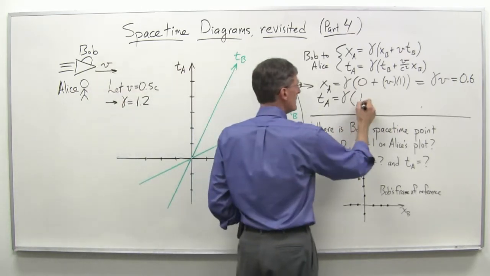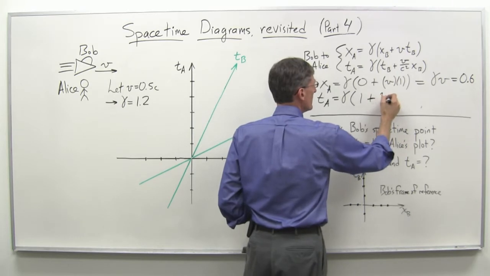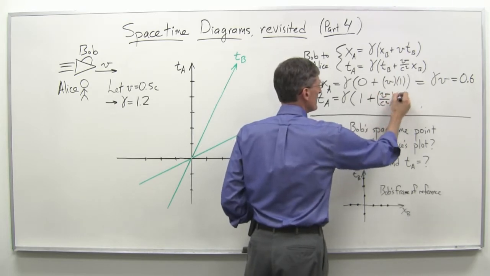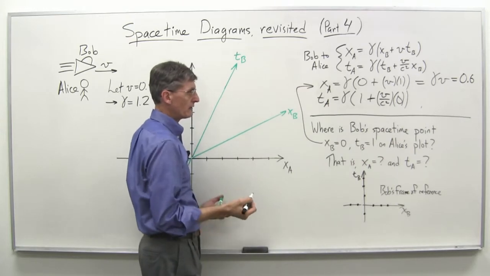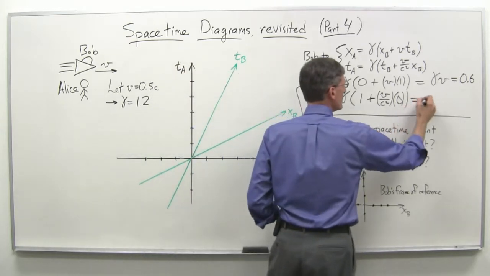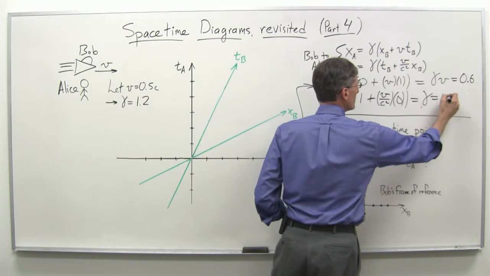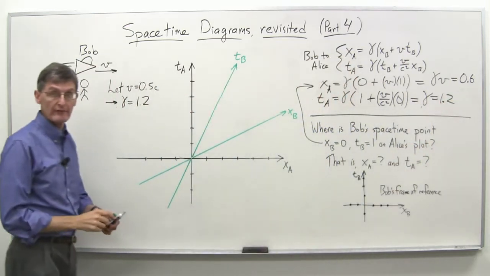And then T sub A is simply going to be gamma times, now T sub B is 1, plus V over C squared times 0. In this case, X sub B is 0. And very simply, that just gives us gamma. And gamma is simply 1.2. Okay, so let's plot that now.